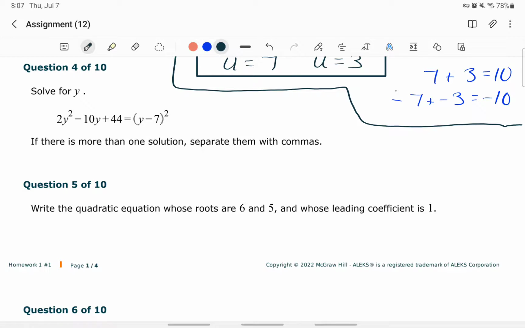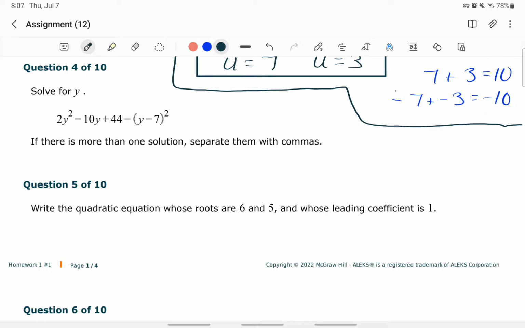All right, guys, this will be the last video that I'm going to do on the zero product property. And I'm just going to call this playing with the zero product property. We're going to do questions 4 and 5, but I want to do number 5 first.